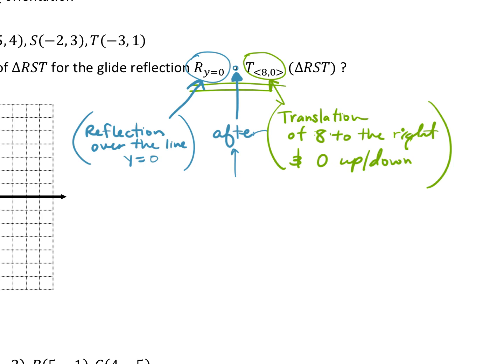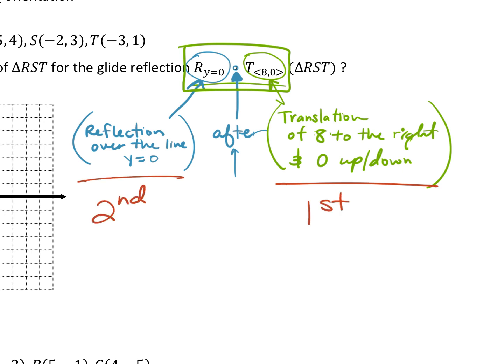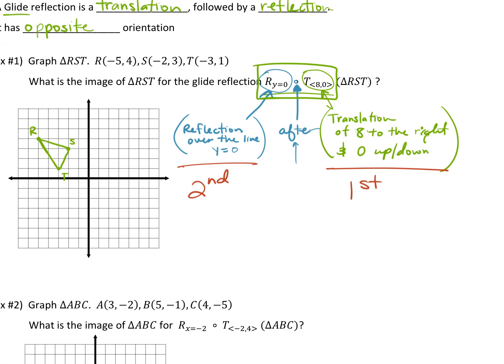Okay, so now let's think about this. If I'm saying to do a reflection over the line y equals 0 after a translation of 8 to the right and 0 up and down, which one are you doing first? The 8, right? You're doing the translation first. Okay? So this comes first. This comes second. I have no idea why they write it this way. I don't know why they can't just put them in the order they come in. Mathematically speaking, I don't love it, but it's the way that it's done. So you go 8 first and then flip it.